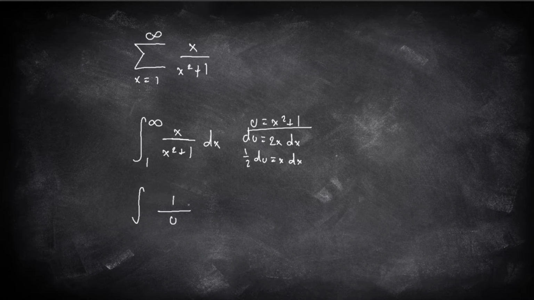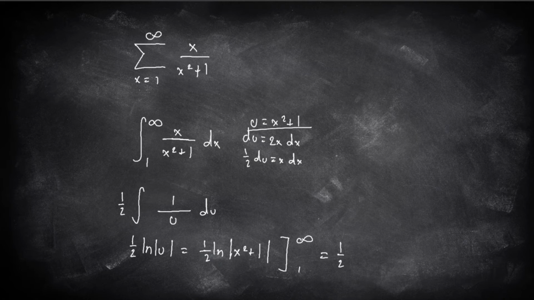1/2 is a scalar, so we can move it outside the integral, du. Integrating a reciprocal, as we've done before, is always just going to be the natural log. Now substitute our u back in, which was x squared plus 1, in absolute value, and we evaluate it from 1 to infinity.